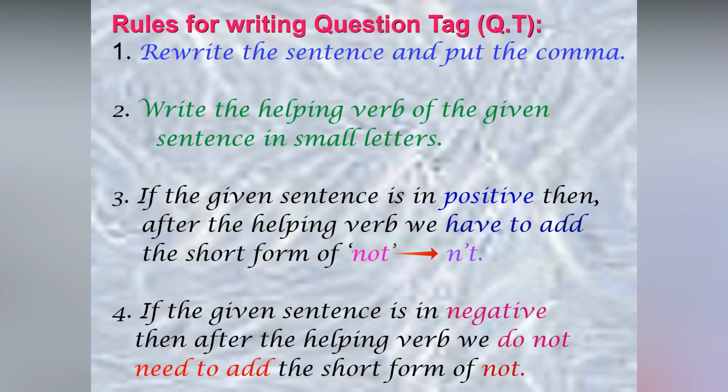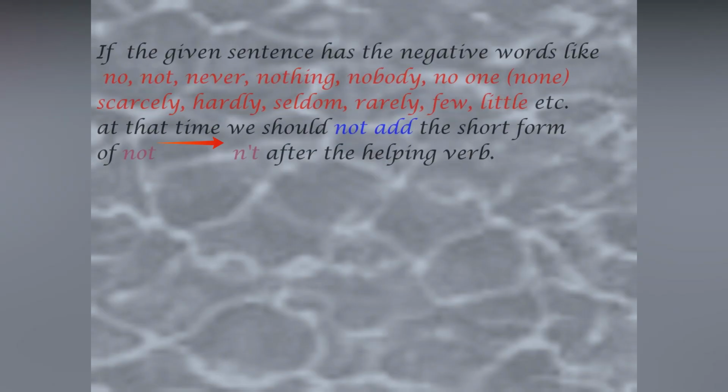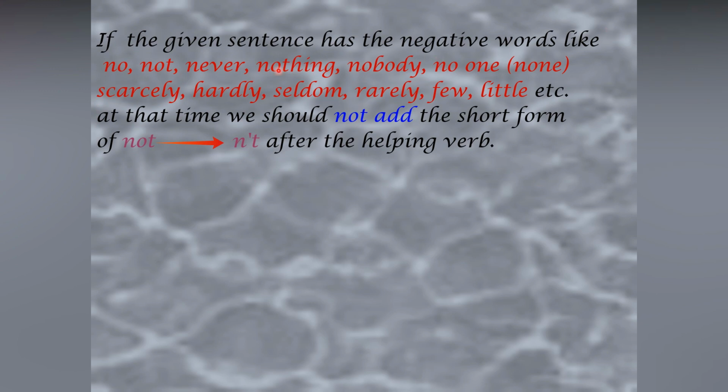If the given sentence has negative words like no, not, never, nothing, nobody, no one or none, scarcely, hardly, seldom, rarely, few, little, these are the negative words. If the sentence has these words, then it is a negative sentence. At that time we should not add the short form not or n't after the helping verb. Okay, this is clear. Generally you may not know what is negative, you know positive very well. If these words are not there, those are positive. If these words are there, those are negative. Generally there are more words also, I have given only some words here.